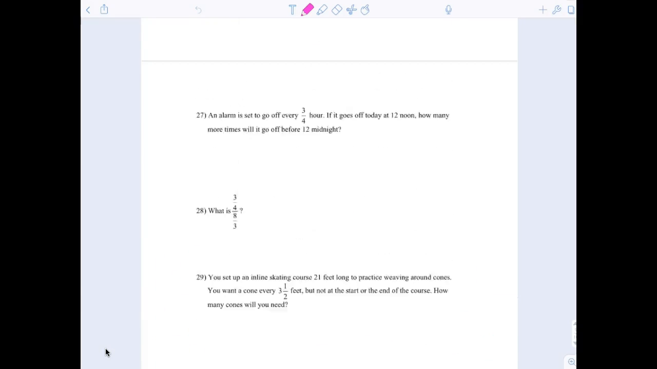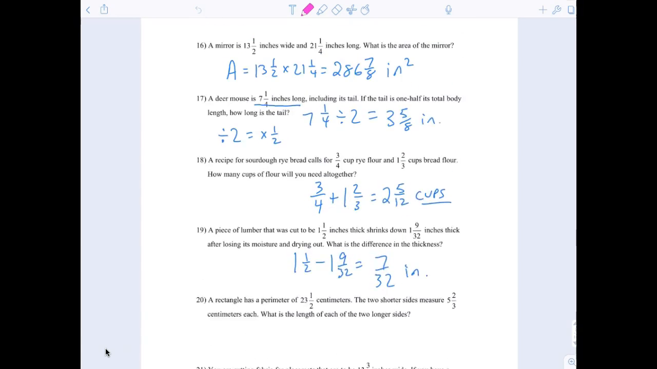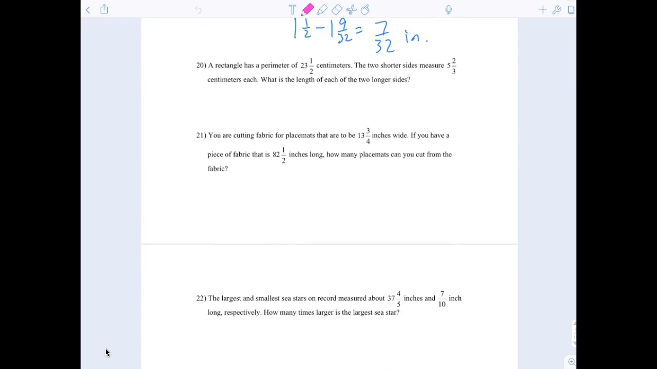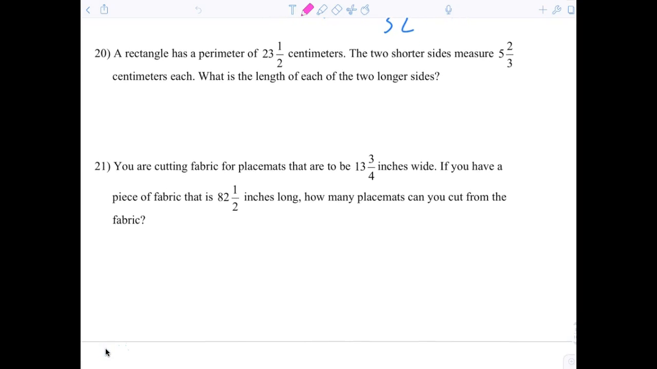Now, again, hopefully everybody has their calculator. All right, let's take a look now. All right, number 20. I'm going to let you read it to me.